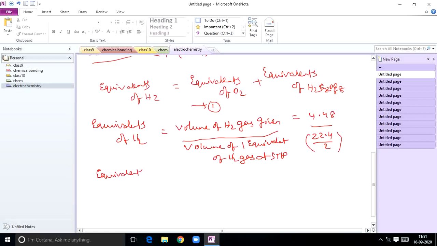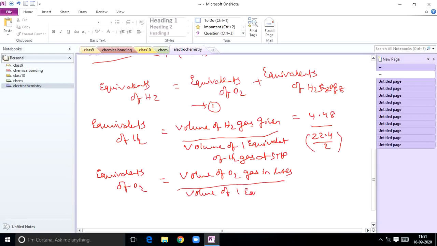Number of equivalents of oxygen is equal to, what is the formula? Volume of oxygen gas in liters divided by volume of one equivalent of oxygen gas at STP in liters. Here the volume of oxygen gas given is 1.12 liters, by the same 22.4 by N factor. Here how many electrons are transferred? N factor for hydrogen is 2. Here N factor for oxygen is 4, since 4 electrons are transferred. So by 4 you have to take.